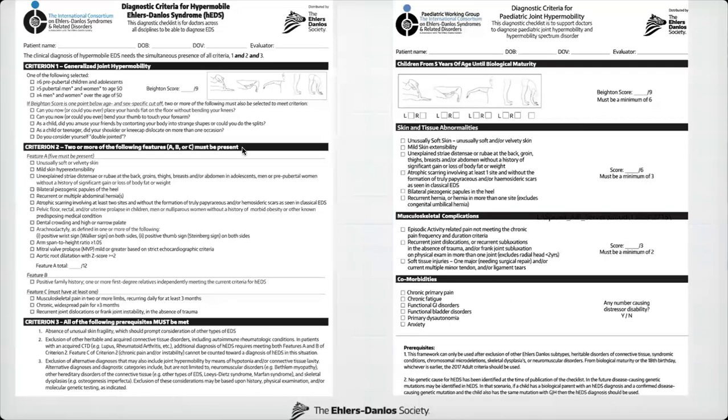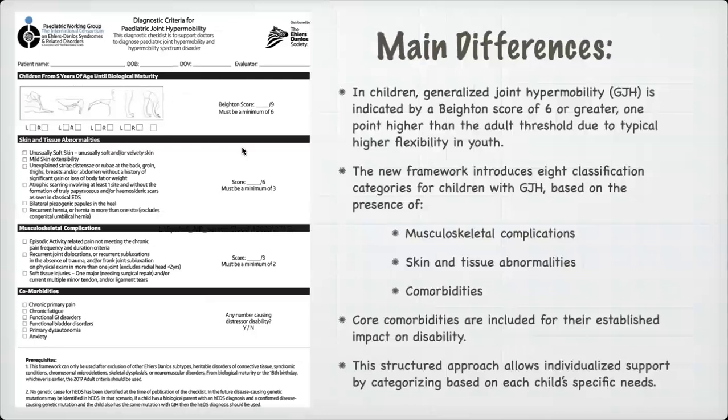Okay, so let's take a look from a bird's eye view first at the main differences. In children, generalized joint hypermobility is indicated by a Beighton score of 6 or greater. This is 1 point higher than the adult threshold due to the typical higher flexibility in youth. We will discuss this in more detail in a second. Also, the new framework introduces 8 classification subcategories for children based on the presence of these 3 categories: musculoskeletal complications, skin and tissue abnormalities, and comorbidities.